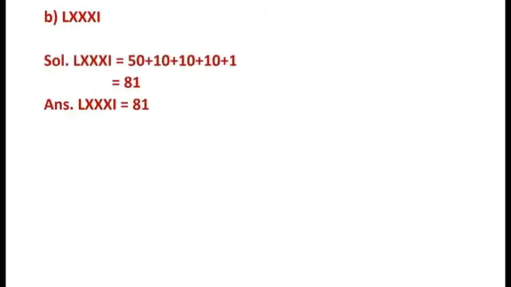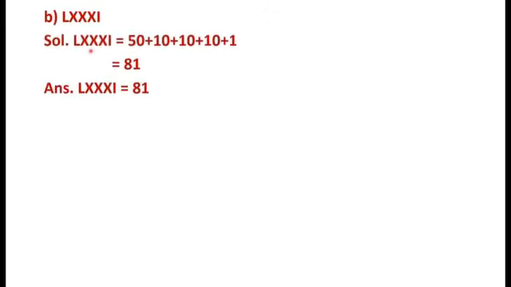Next question is children, LXXXI. Okay, so you can see here for L we have written 50, XXX 3 times X, that means 10 plus 10 plus 10, and for I we have written here 1. So when we add all this, we will get 81. So the Hindu Arabic value for LXXXI is 81.